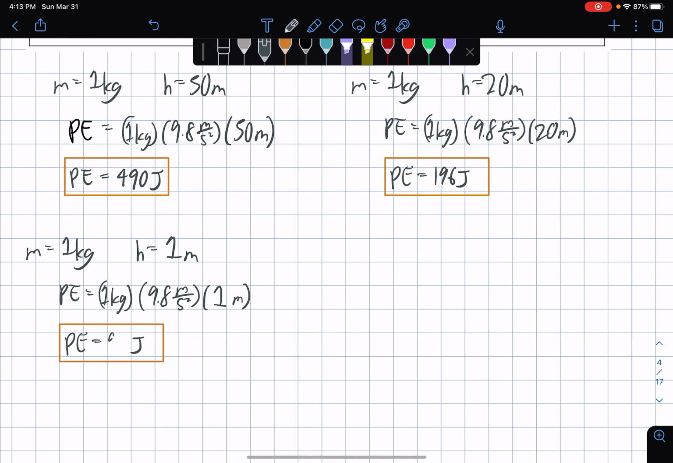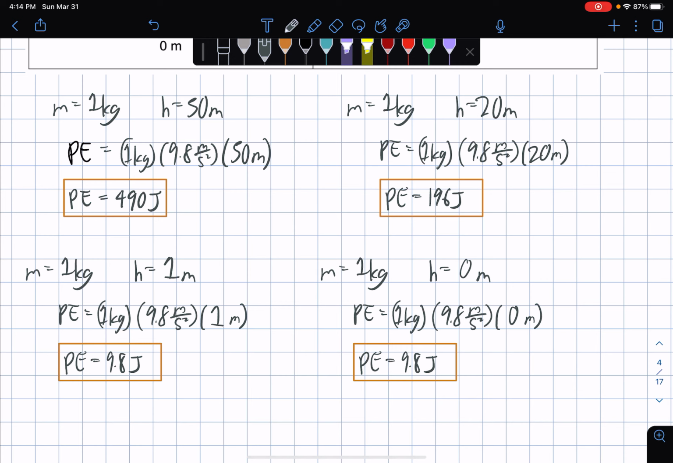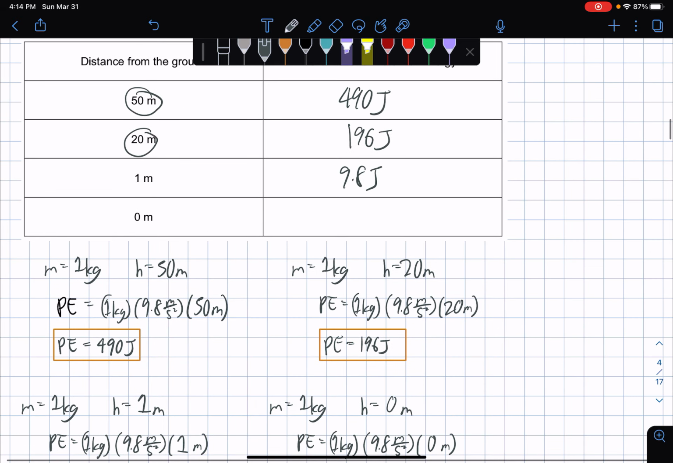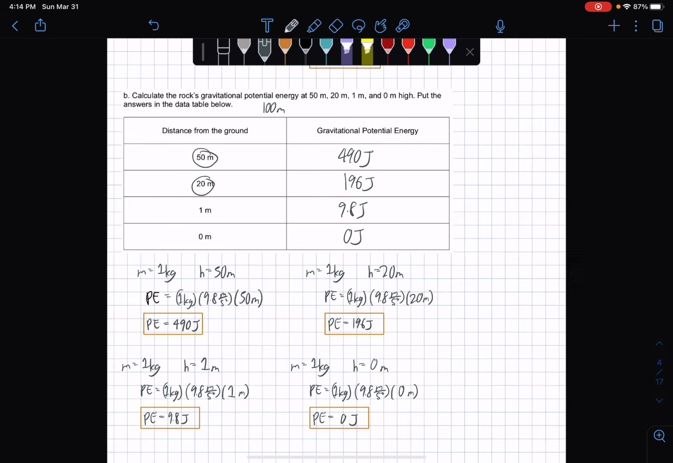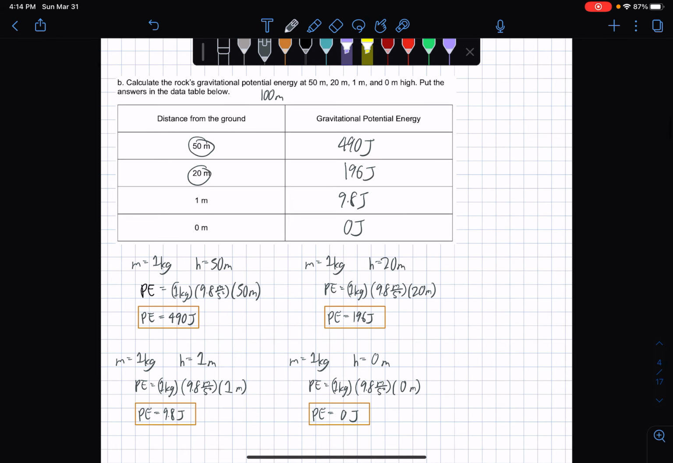Anyways, back to where we are. So we have 9.8 joules. That's for number 3, the third one. Provided the distance is 0 meters, well, anything multiplied by 0 is going to be 0. So there is no potential energy if the distance covered is equal to 0, or if the distance from the ground is 0 meters.